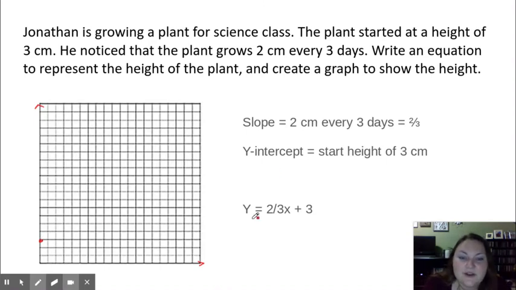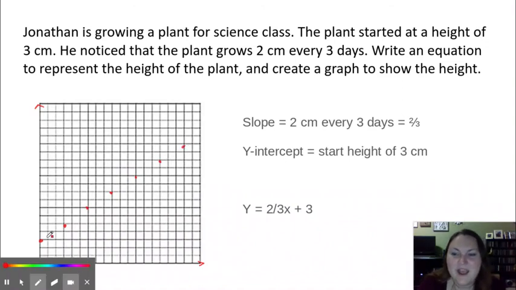The next part is showing that slope. So we said the slope is 2/3 to show that it's growing 2 centimeters every 3 days. If I want to plot more points, I'm going to do exactly that. I'm going to go up 2 centimeters after 1, 2, 3 days. And we can just keep doing that, up 2 centimeters after 3 days. We can keep doing that until I am out of graph, or I'm tired of plotting points.